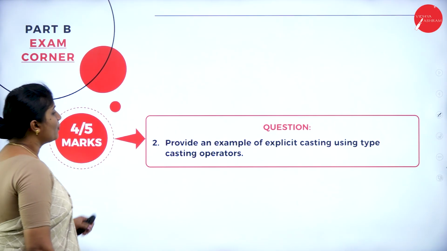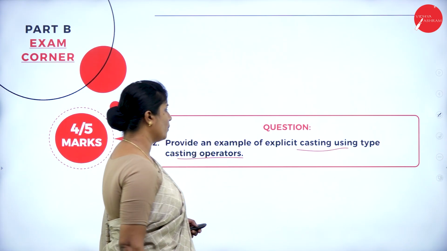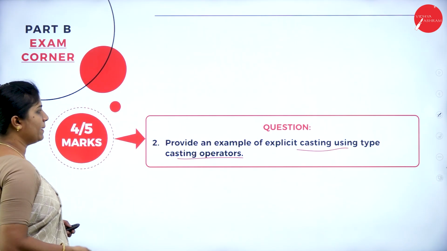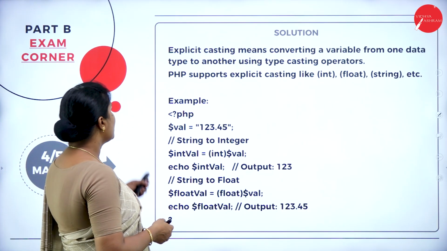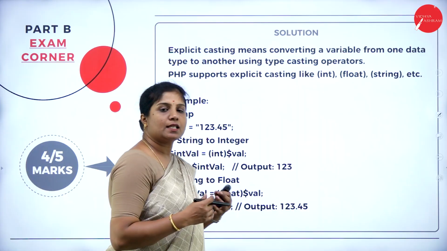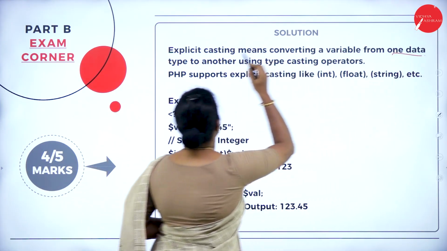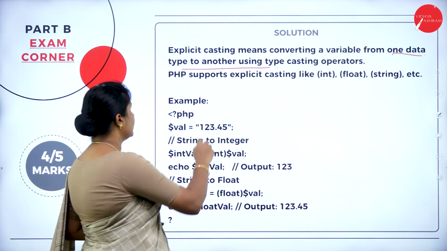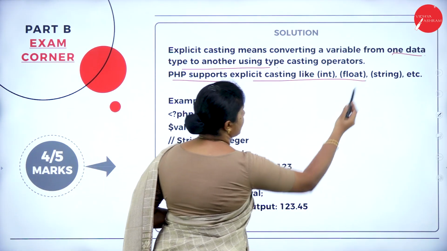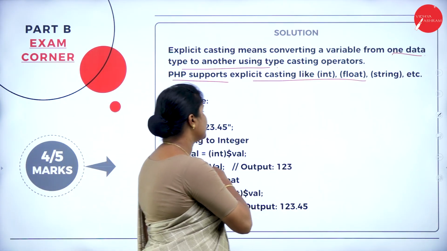Okay. Next, provide an example of explicit casting using typecasting operators. We need to explain here with an example. So what is explicit casting? Explicit casting is nothing but converting a variable from one data type to another using the typecasting operators. So PHP supports explicit typecasting like int, float, string, etc.